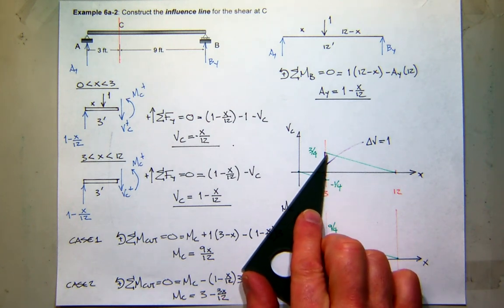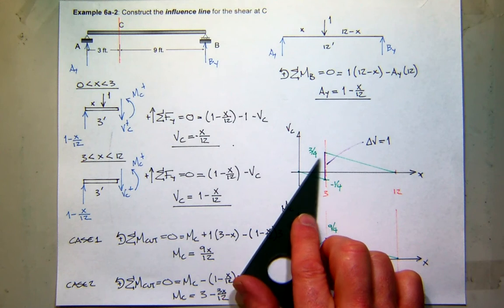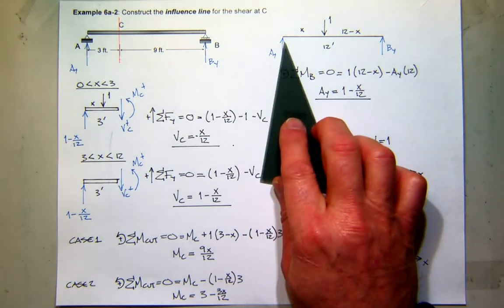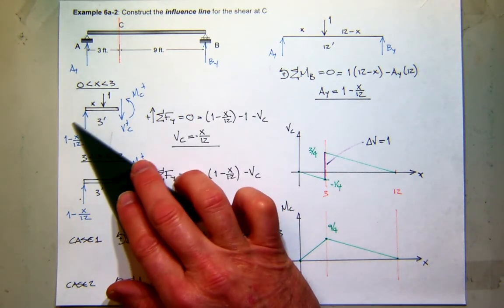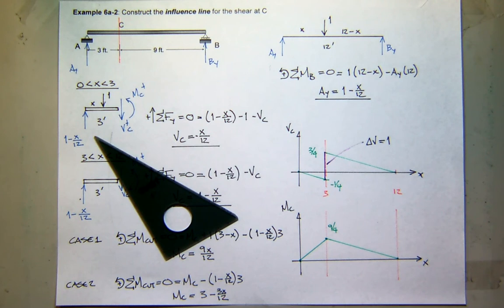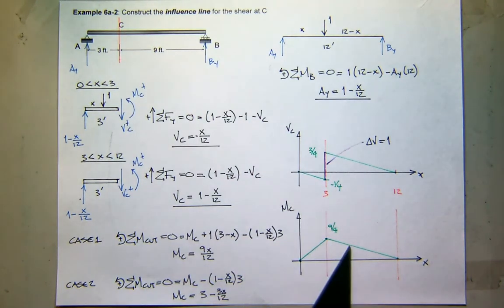Right, but there's no reaction at C. This is internal, right? Shear is internal. This is how the internal forces are behaving in terms of me. Now remember, simultaneously, as I move from left to right, the reaction at A is changing too. So as I move from left to right, everything in the beam is changing with my position. Right? The reactions are changing, the shear is changing, the moment is changing, everything is changing in this structure.